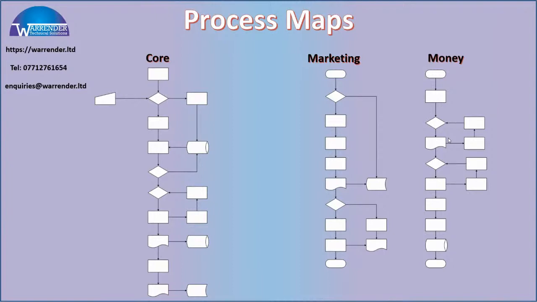Now, a couple of things are going to happen as soon as you get to the point of creating the process maps. The first thing is that Bobby is going to see a business for the first time top down. She's going to see her business actually from an angle that she's not seen it before.